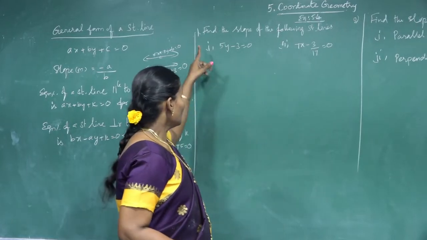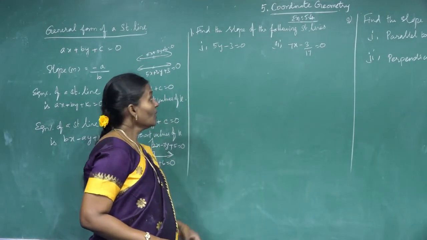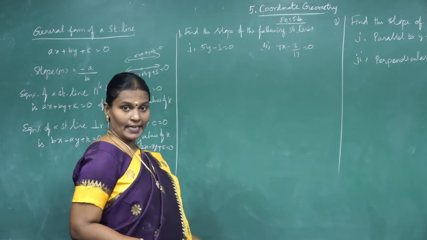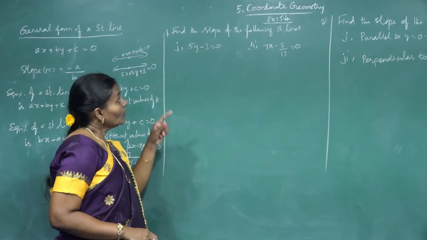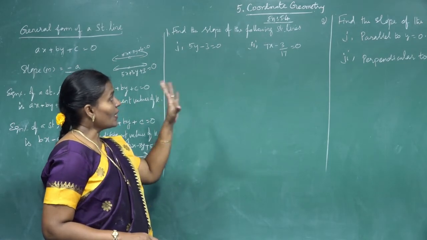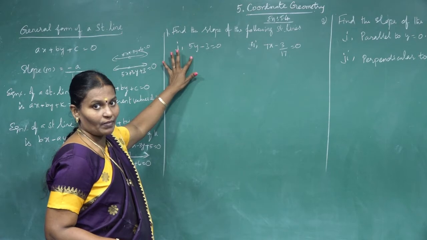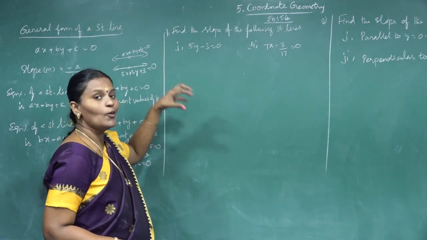Now, see the exercise problems. Exercise 5.4, the first one. Find the slope of the following straight lines. The equation of the straight line is given, and you have to find the slope.